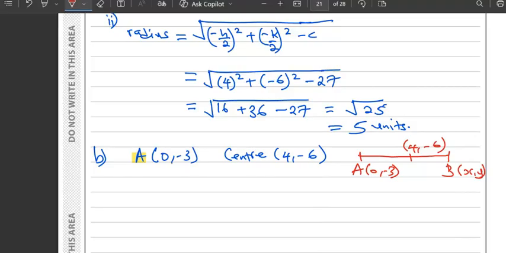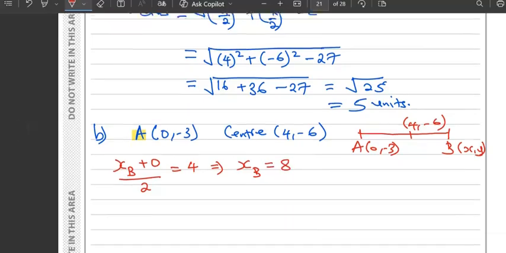So here we'll say, based on what we have, x of B plus 0, everything divided by 2, will give you the x coordinate of the center, which is 4. So when we simplify, this implies that the x coordinate of point B is simply equal to 8. 2 times 4.